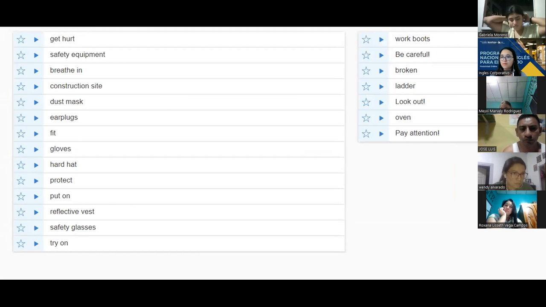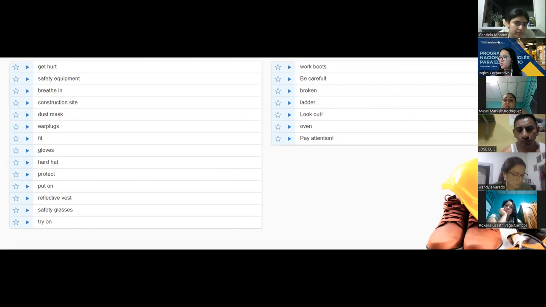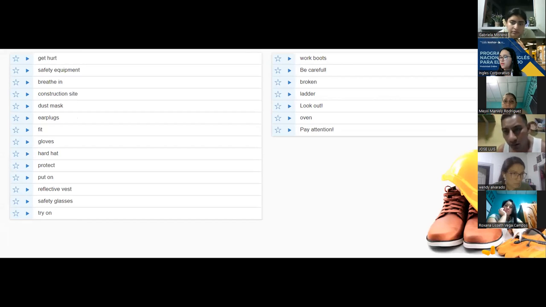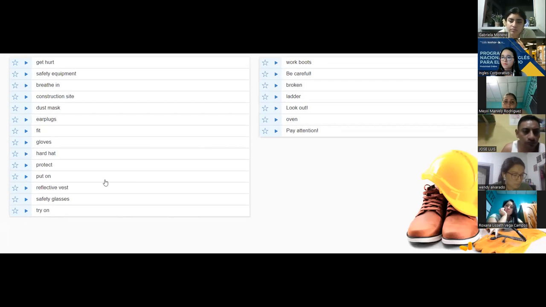That is fit. Then we have the word gloves, right? Los gloves, los guantes that most of the people wear for the equipment. Then we have the hard hat. Tenemos el hard hat. This one, the hard hat. Then we have the protect. We have some protection. It can be the equipment, right? The protection or protect something.